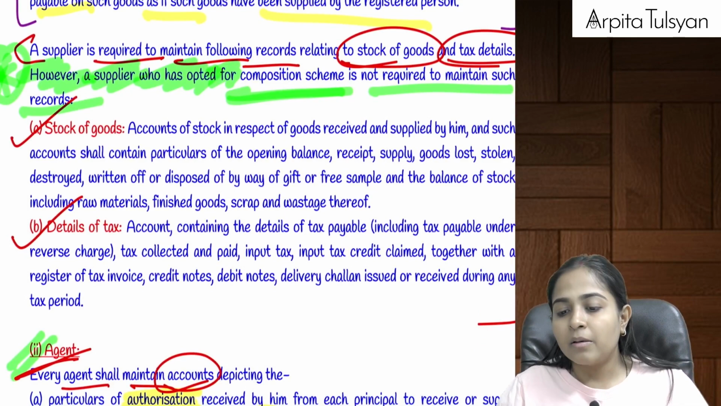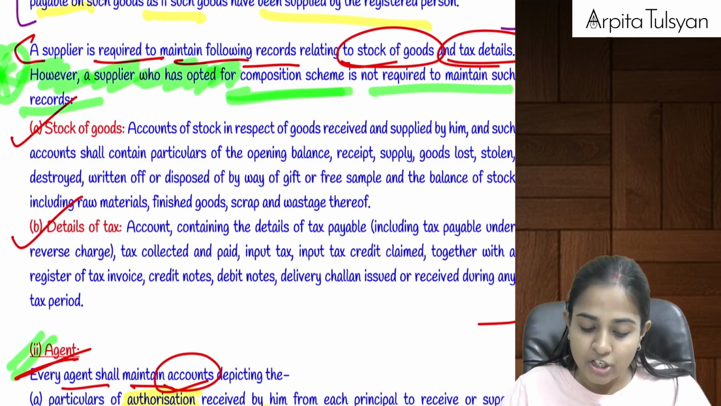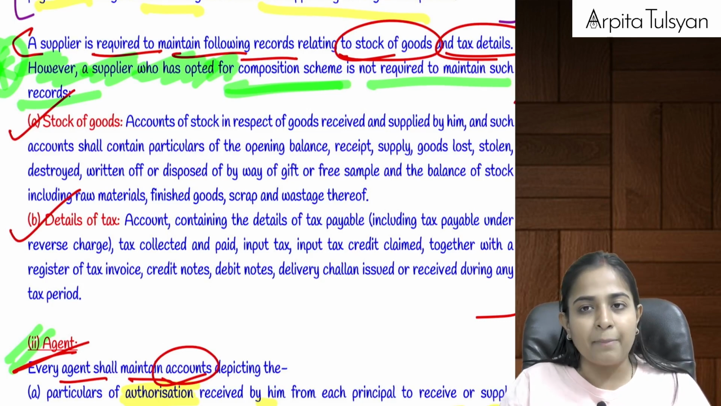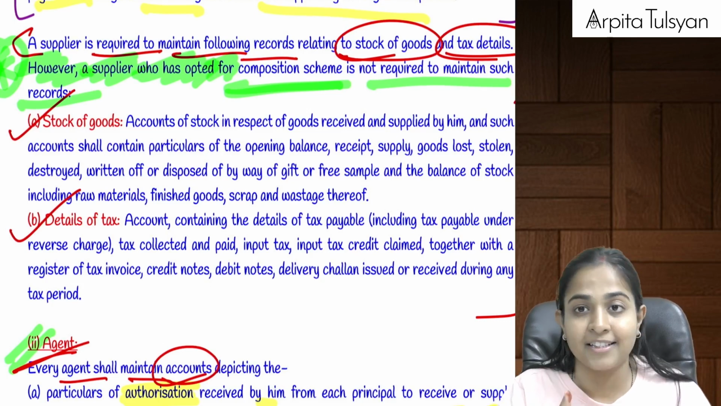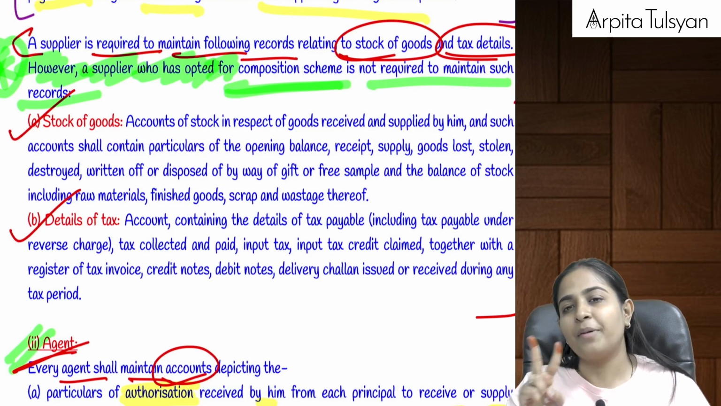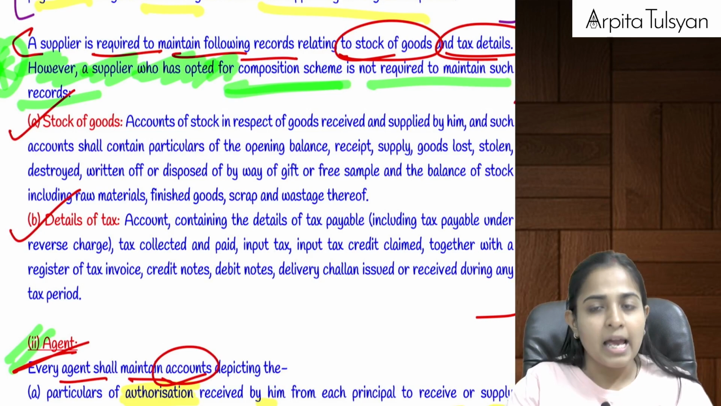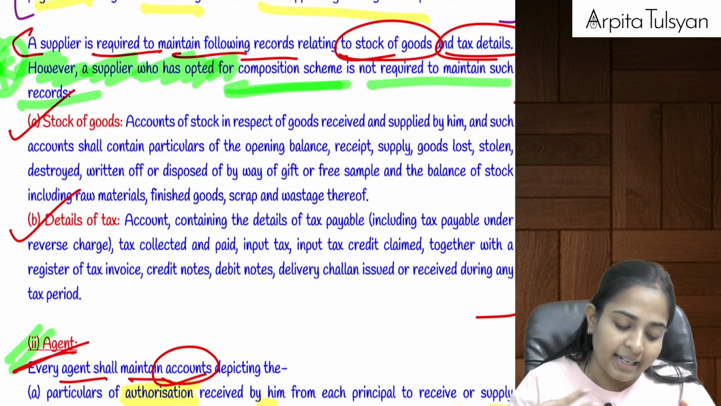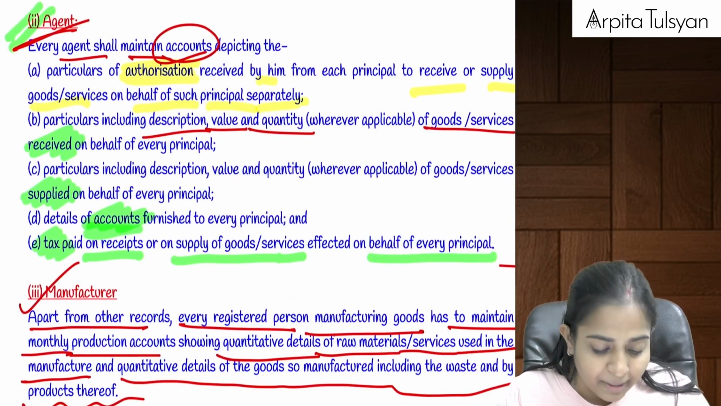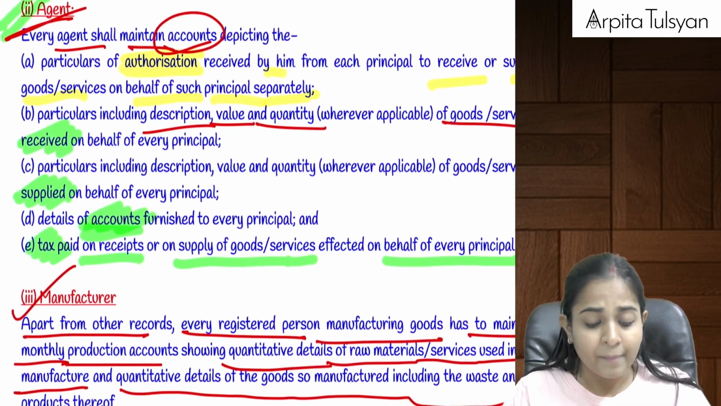Now, there was an exception given to the composition scheme dealer. This is an important point. The exception given to the composition scheme dealer was: he is also a registered person, but he need not maintain information about two things. One is stock of goods, and the second is details of the tax, because in that case it is going to be a direct tax payment and no input tax credit will be available.